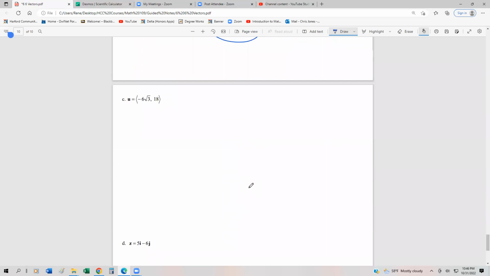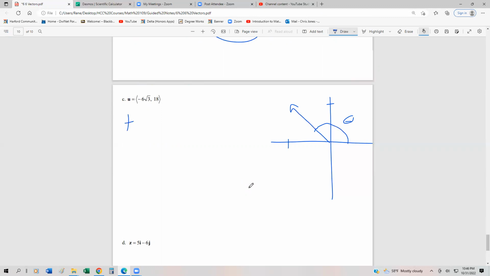Okay, so this time we have negative 6 roots of 3, 18. Just as a basic estimate, we know that negative 6 roots of 3 might fall over here, 18 might fall over here, so we get this, and this should be our angle theta. All right, so we should end up with an angle between 90 and 180, or between pi halves and pi.